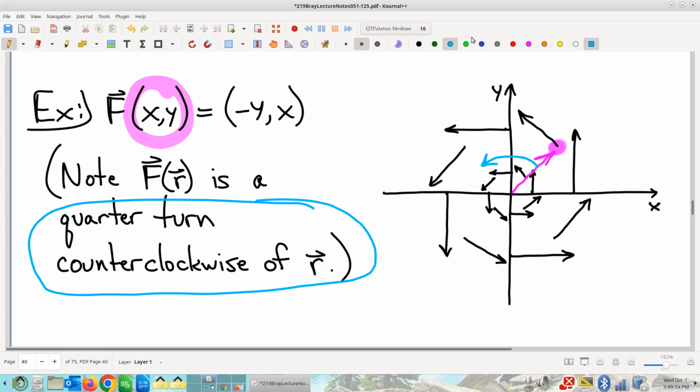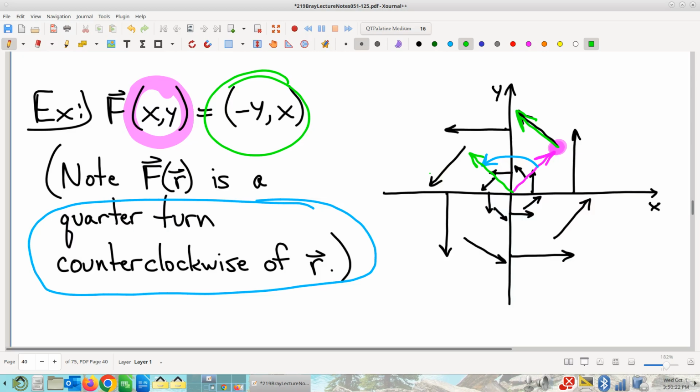And I'm going to claim now, if you were to take a quarter turn counterclockwise of that position vector, what you would get is that, you would get the corresponding field vector. And of course, now when we draw field vectors, we draw them with their tail at the point in question. And so we'd actually draw it like that.